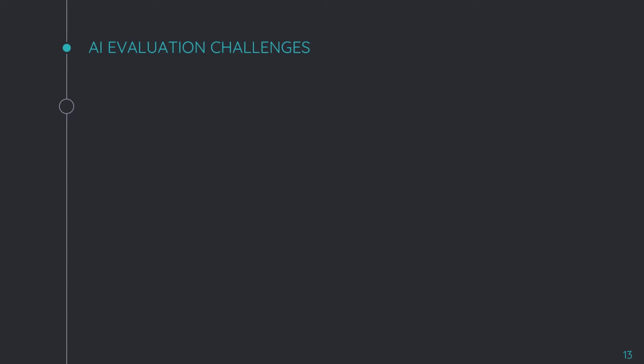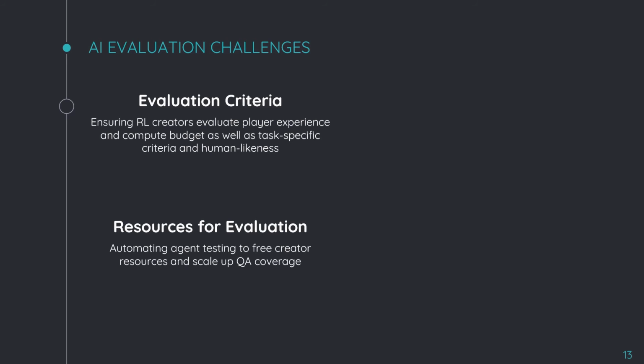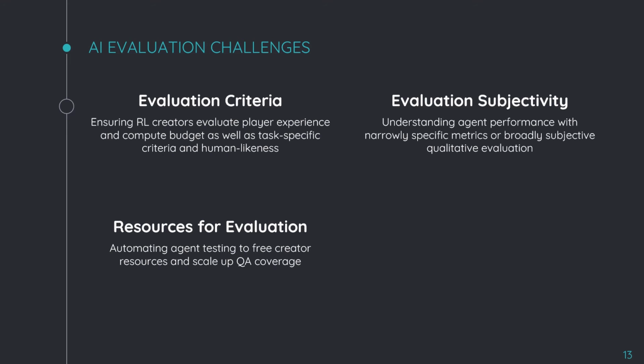The final set of challenges presented in this talk related to evaluating game agents. RL engineers who were evaluating their agents using task-specific criteria such as KD ratios or damage dealt and measures of human likeness recognized a need for measuring the player's experience of playing against these agents, as well as the need to respect compute budgets when integrated into production games. There was also a broad demand for automating agent testing in order to free up creator resources and scale up the QA coverage of agent performance.